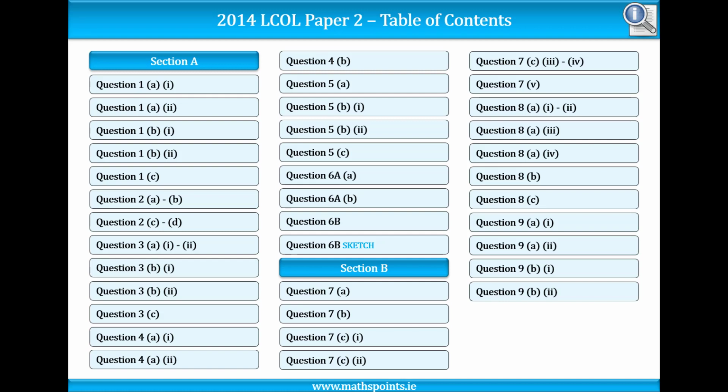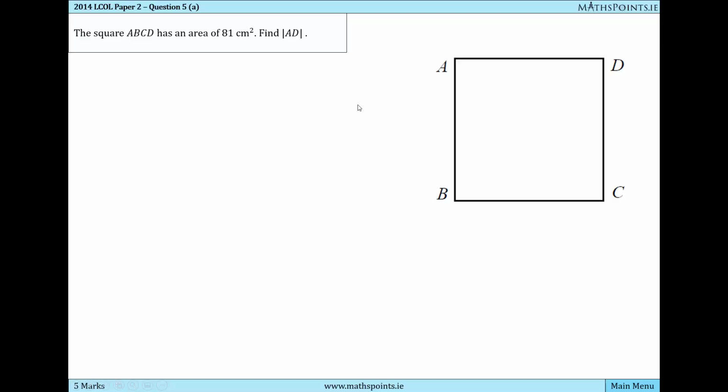So let's have a look at an area question from the 2014 Leaving Cert Ordinary Level Paper 2. It's question 5 and it's a question about the area of squares, sectors and triangles. So we're given a sketch of a square ABCD and we're told that the area of the square is 81. We want to find the length of the side AD.